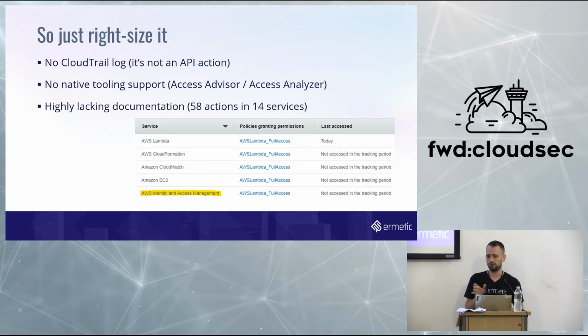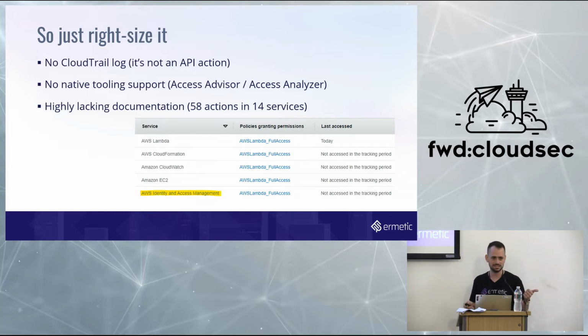Secondly, native tooling, unfortunately, in AWS does not support it. If you use Access Advisor and you did do a PassRole thing, Access Advisor will tell you that AWS Identity and Access Management wasn't used. Thirdly, it is highly lacking in documentation. I crawled the documentation, and it's documented for 58 actions and 14 services. The final number, spoilers, we ended up with was in the 300s for the amount of actions, and also missing some of the most famous culprits.